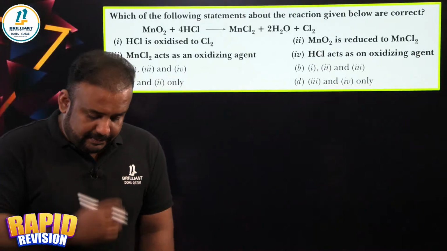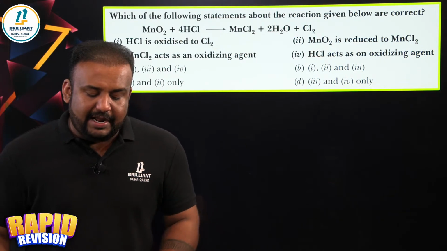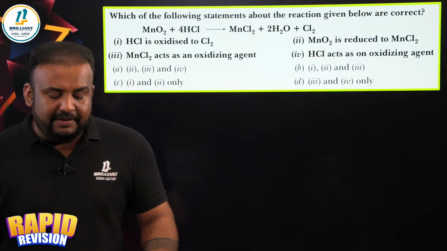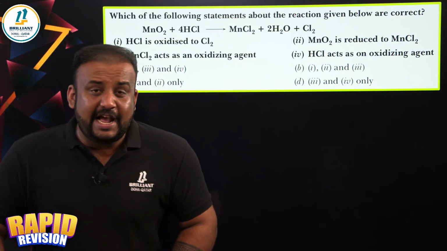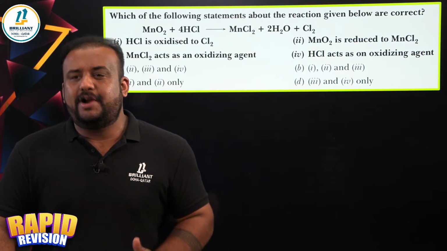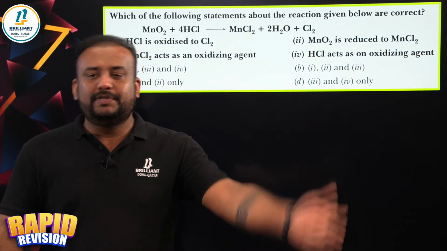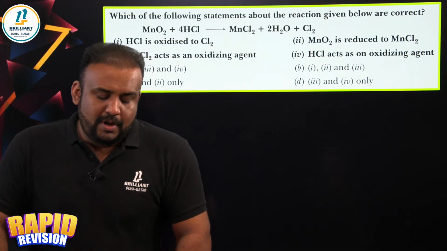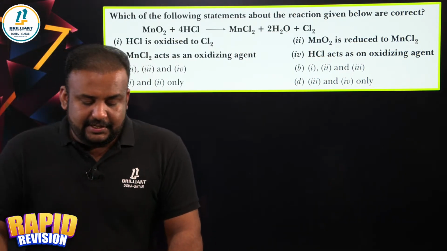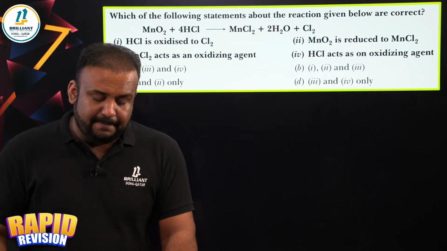Right. Which of the following statements about the reaction given below are correct? MnO2 plus HCl gives MnCl2 plus H2O plus Cl2. In the beginning of this session, I gave you a clear idea about redox reactions and how you identify who is reduced, who is oxidized, who is the reducing agent, and who is the oxidizing agent. Come on, quick. Who is oxidized, who is the oxidizing agent? Everything you can figure out from this and tell me the answer.